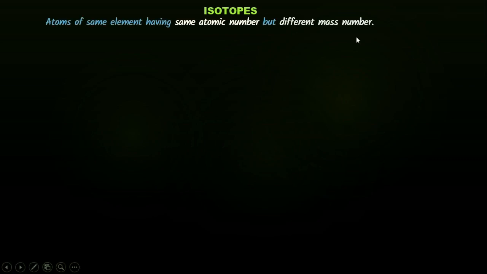Welcome back. In today's video, we will be understanding about isotopes. By definition, isotopes are atoms of the same element having the same atomic number but different mass number. Since they are atoms of the same element, definitely they have the same number of protons in them. That's why the atomic number is the same.